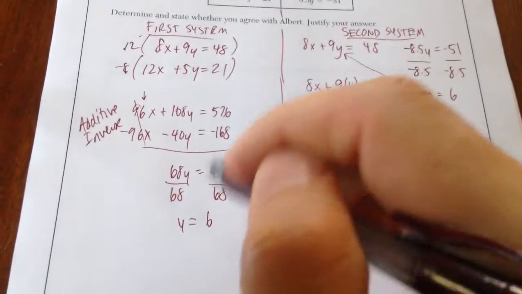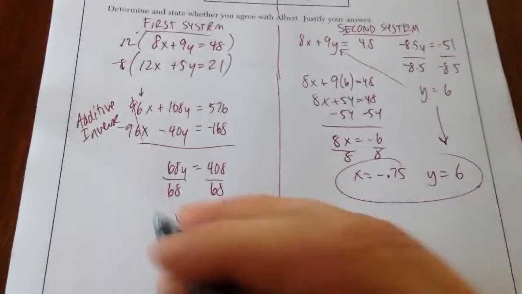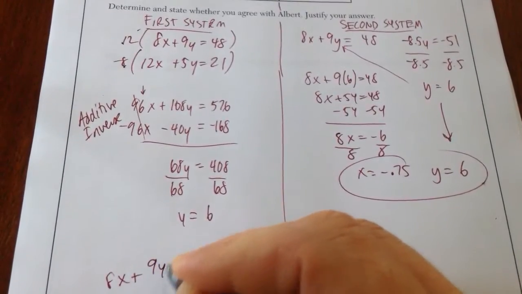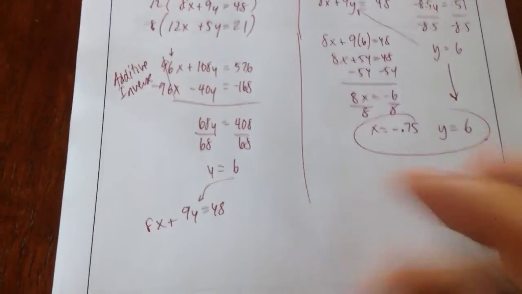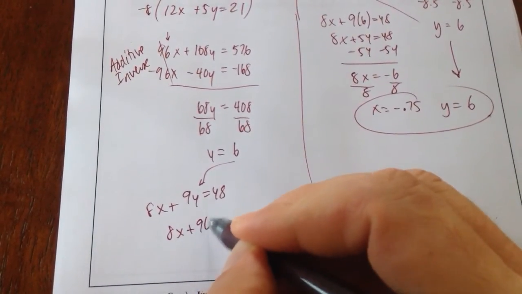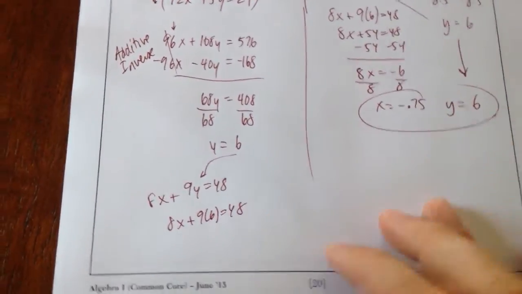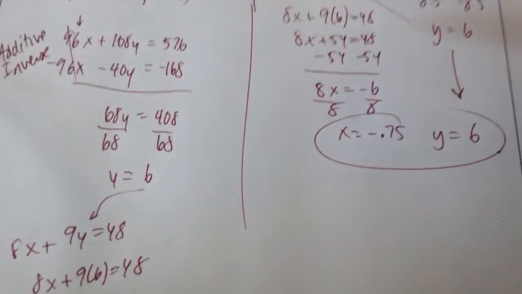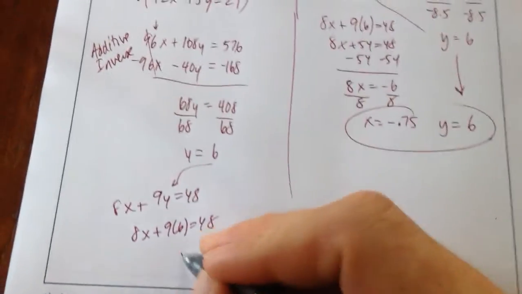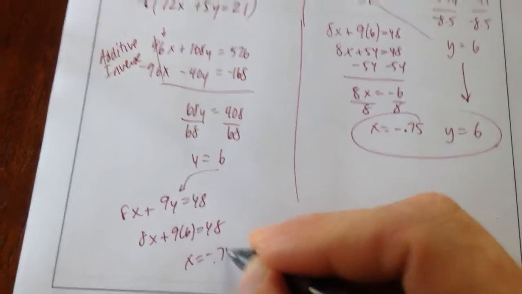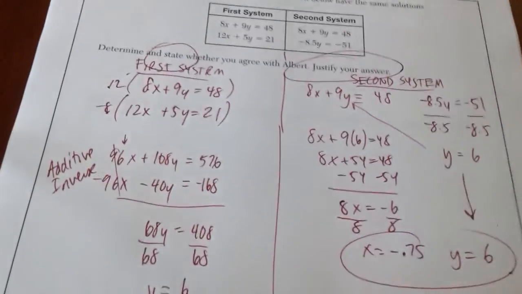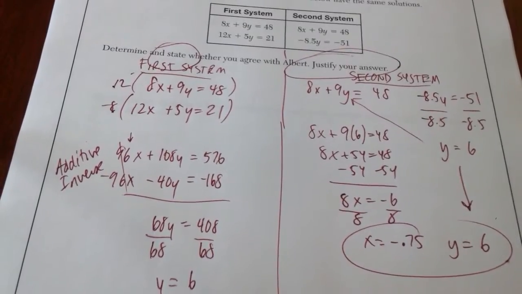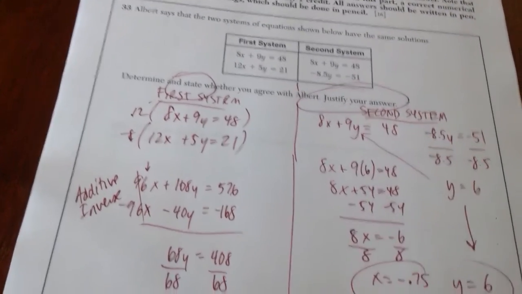So now I need to see if x equals negative 0.75. So I'll plug this back into one of my original equations. Okay, and if you notice, this is the exact same thing as we did over here. Okay, so we're going to get x equals negative 0.75. Now you have to justify your answer. This was your work. Okay, so you need to state whether you agree with Albert. I agree with Albert.